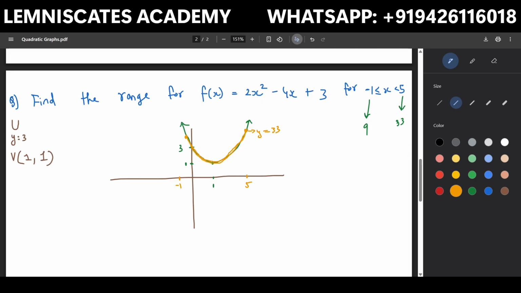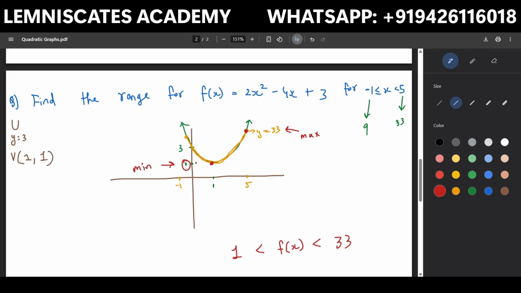In this region of interest, clearly which is the minimum value? Your 1, this is your minimum. What is the maximum value? This point is your maximum. So all the outputs will 100% lie in between 1 and 33. So how do you write your range? You're going to say that your f of x lies between the minimum value of 1 and the maximum value of 33 and write less than less than.